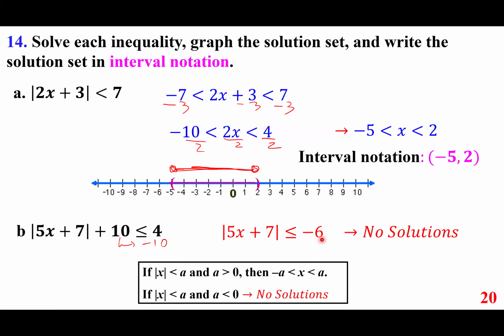So, a quick recap. Number 1, isolate the absolute value. Don't change anything. Number 2, look at the number on the other side. In the case of equality, and less than, both of them, there is no solution if that number is negative, okay?